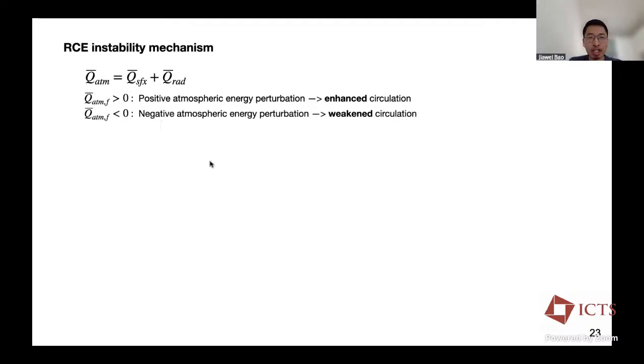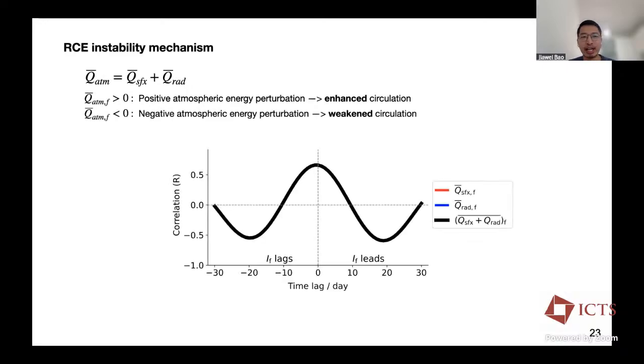We can do a lead-lag correlation between this atmospheric energy and the circulation we defined earlier. This black line shows the lead-lag correlation coefficient between the total energy and the circulation. What we see is that the peak correlation is at day 0. That means when there's an energy surplus into the atmosphere, there's enhanced circulation, whereas when there's an energy deficit, there will be weakened circulation.